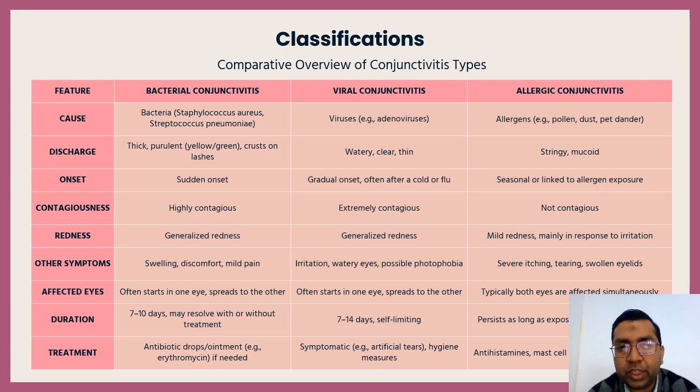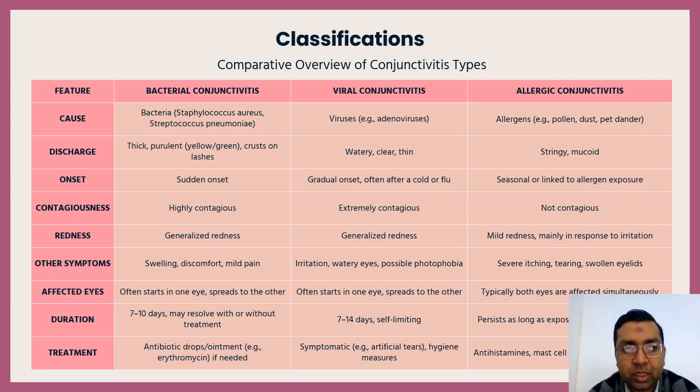In viral, irritation, watery eye, and possible photophobia also occur, meaning when the person goes into sunlight, he is unable to completely open his eye, so with the light he feels difficulty in seeing. That's why generally the doctor says, or as a precaution, we use black-colored goggles in order to cut the photophobia. And in allergic conjunctivitis, because it is an allergy, itching will be there, tearing will be there, and the eyelid will be swollen.